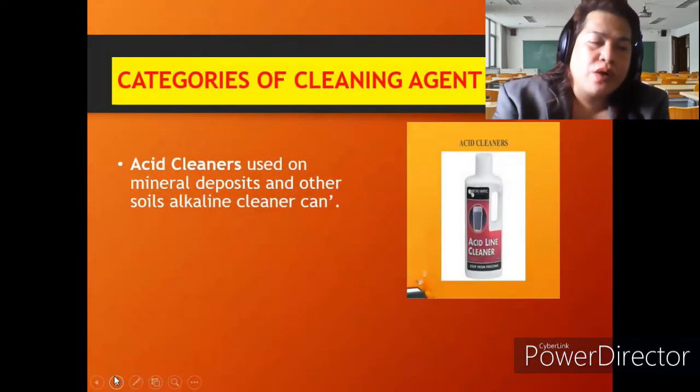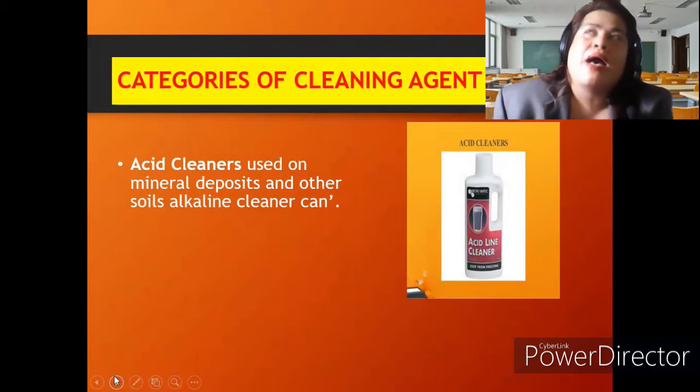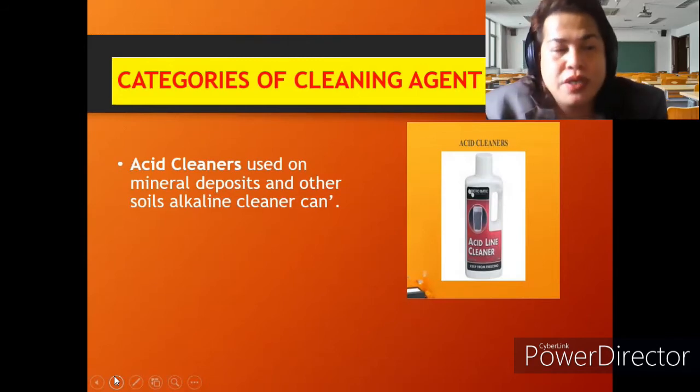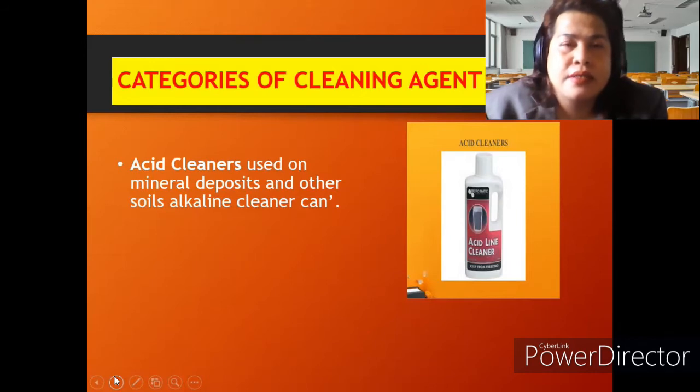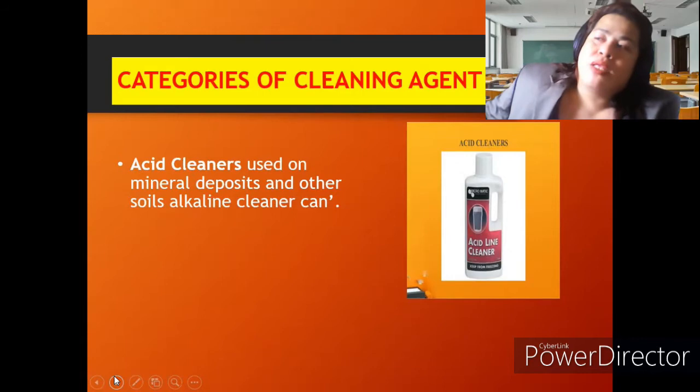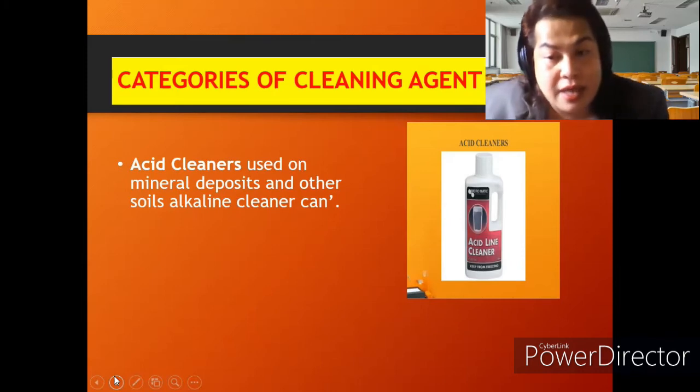Then we also have what we call acid cleaners. Acid cleaners are the most powerful types of cleaning agent, and again, they should be used with care also. If they are not diluted correctly, the acid cleaners can be very poisonous and corrosive. Sabi ko nga kanina, ito mga binabanggit natin, these are chemicals. So once na mali yung ating pagdedilute ng mga cleaning agent, possible na mag-cause ng pagkalason kung ma-ingest natin siya.